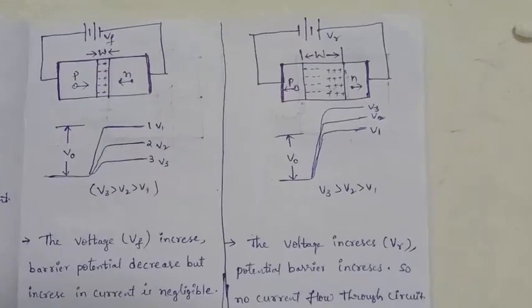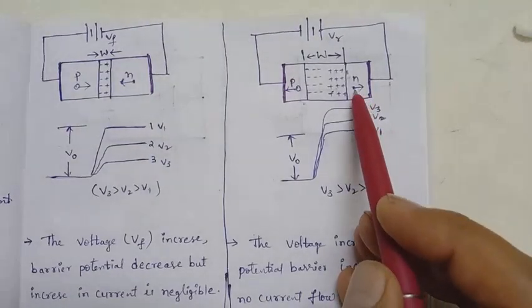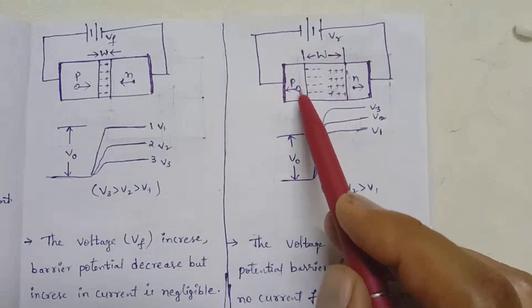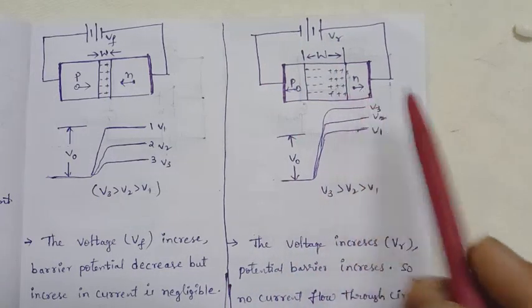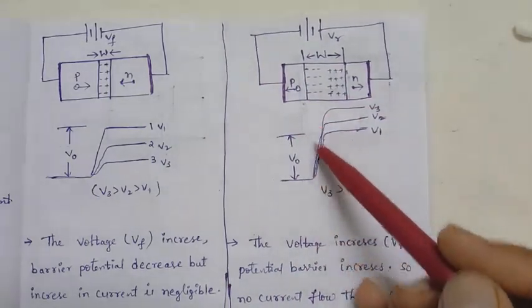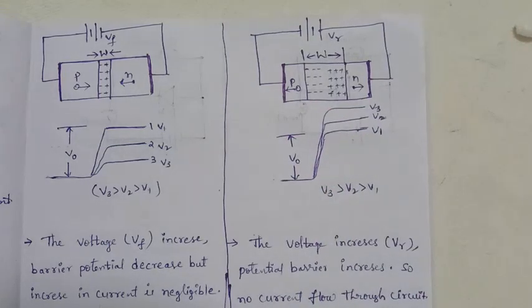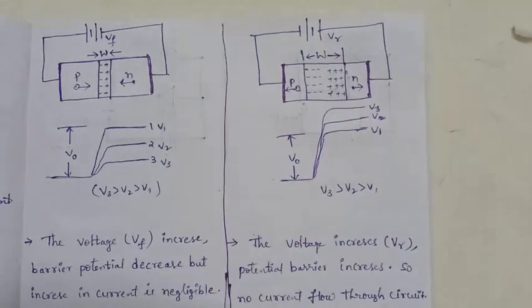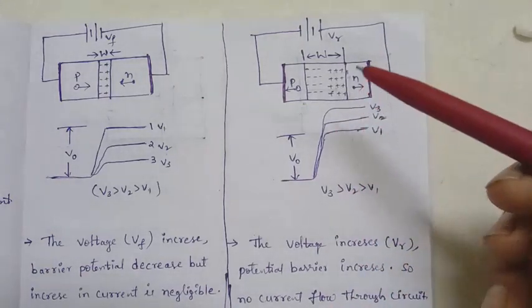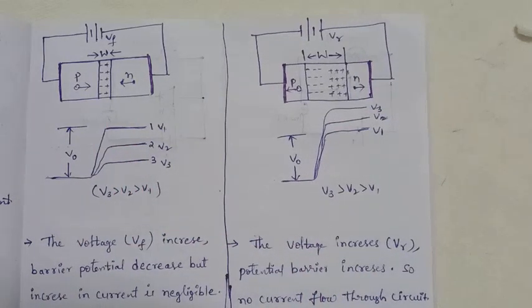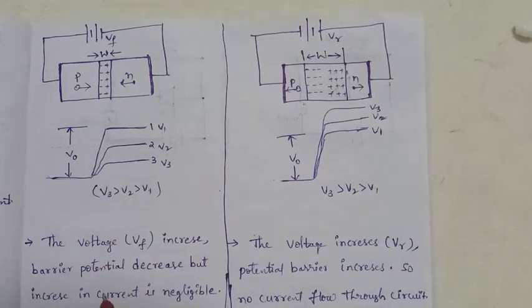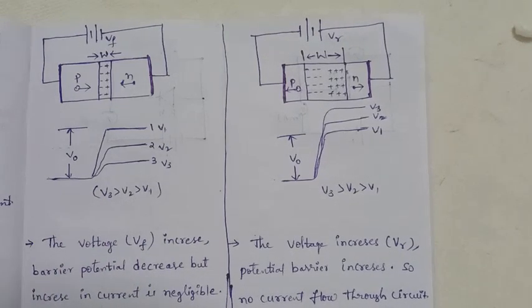So in the case of reverse bias, what is happening here? These electrons are attracted by the positive terminal and these holes are attracted by the negative terminal. Automatically the width of the depletion layer increases. So by increasing the voltage, the width gradually increases. In reverse bias the width increases, and in forward bias the width decreases. At a particular voltage, the barrier is eliminated and the diode acts as a normal conductor.